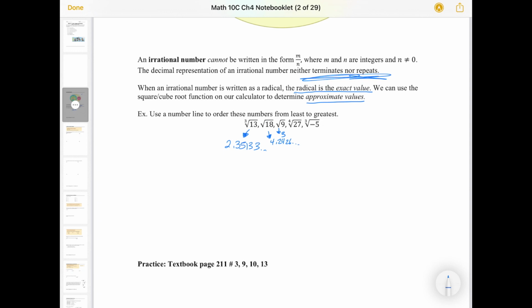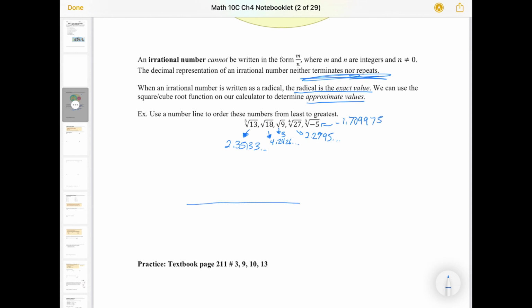The fourth root, so we're going to go 4, math, and down to 5. Now this depends on your calculator if you need to put in the 4 first or not, and I'll show you this in another video. The fourth root of 27 is about 2.2795. And last but not least, the cubed root of negative 5, which is negative 1.709975.